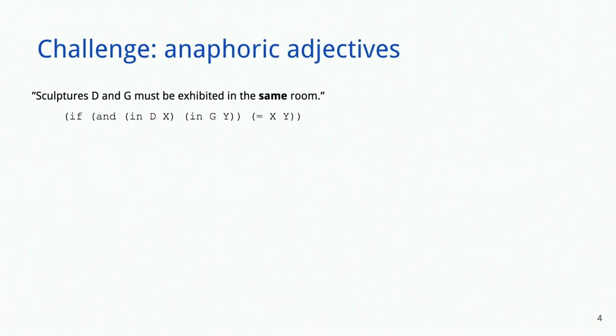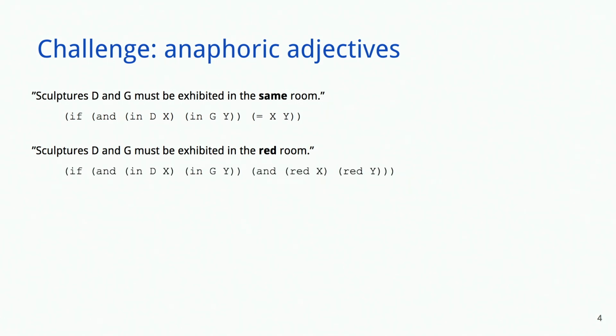funny kind of adjective. And to make that clear, let me compare it to some other adjectives. Let's instead look at this sentence. Sculptures D and G must be exhibited in the red room. Think about what the logical form for that would look like. It might look something like this. It starts off the same way: if D is in X and G is in Y, then X is red and Y is red.